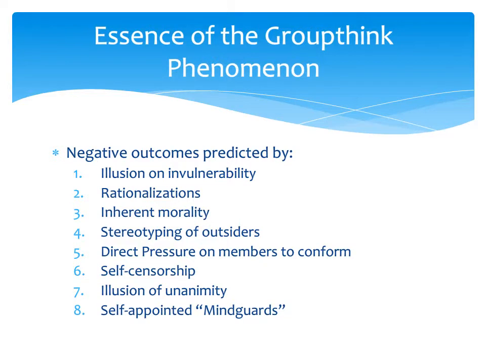There are 8 symptoms of groupthink. The group creates an illusion of invulnerability. They cannot make a mistake. They are rife with rationalizations to explain away any problems with their solution. They are sure they are doing the right thing, having an inherent morality. They stereotype outsiders in a negative way and shut them out. A huge amount of direct pressure is put on members to conform, which leads to self-censorship that is reinforced by mind guards to keep everyone in line. The result is that the group's decisions appear unanimous.